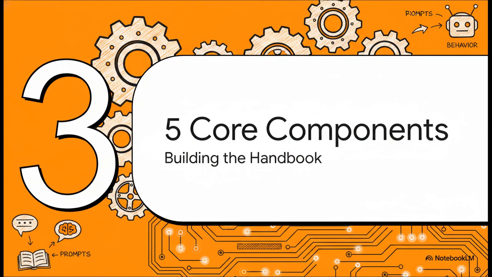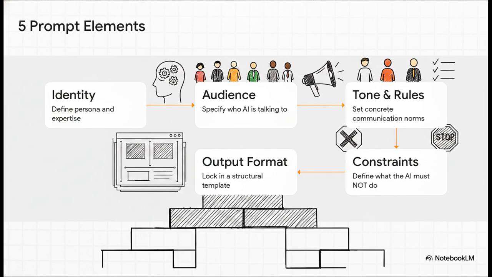Which brings us to Section 3, the 5 core components. Let's actually break down the exact anatomy of a perfect AI handbook. Okay, there are 5 interlocking pieces you have to define if you want total, absolute control over your AI's output. We've got identity, audience, tone and rules, constraints, and finally output format. Let's dive into how each of these acts as a crucial building block for your new digital employee.